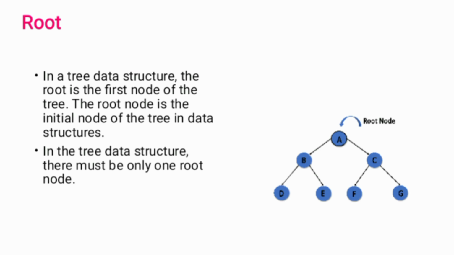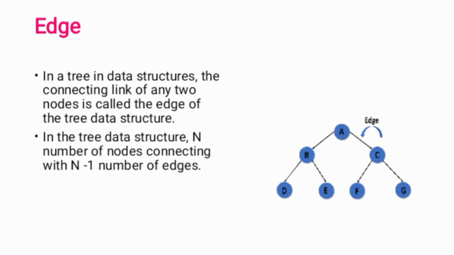Next terminology is root. In tree data structure, root is the first node of the tree. The root node is the initial node of the tree in the data structure. In the tree data structure, there must be only one root node. Edge. The connecting link of any two nodes is called the edge of the tree data structure. In the tree data structure, n number of nodes are connected with n-1 number of edges.